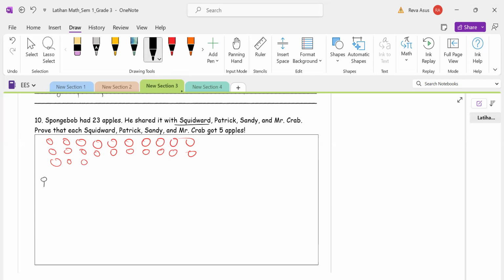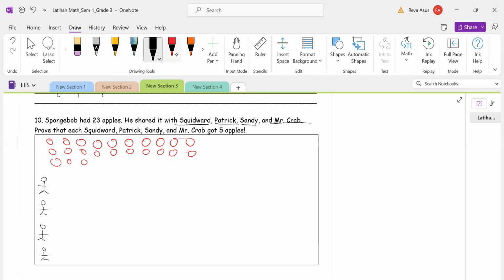Let's draw Squidward, Patrick, Sandy, and then Mr. Crab. Okay. Prove that each of Squidward, Patrick, Sandy, and Mr. Crab got 5 apples.